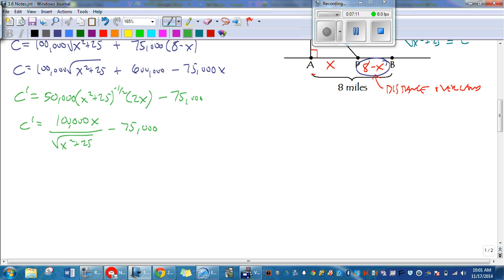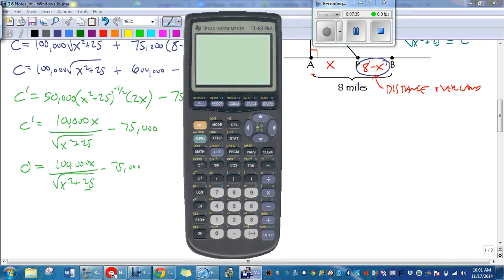We're trying to figure out when this is equal to 0. Now we could solve this algebraically. It's a lot of steps to take care of. Add the 75,000, multiply by the square root, go on from there. But another option for this one, we can just use our calculator. We want to figure out when this is equal to 0. Let's go ahead and graph it.